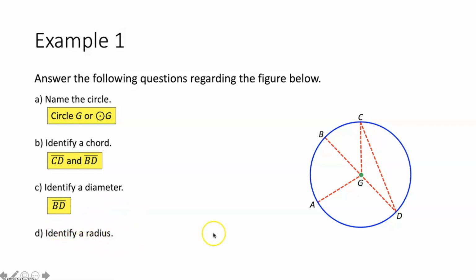Now part D says identify a radius. Remember, a radius is a segment where one endpoint is on the circle and one endpoint is at the center of the circle. So circle G over here has several different radii. Segment AG would be considered a radius because one endpoint is on the circle, one endpoint is at the center of the circle. Same thing with segments BG, CG, and DG. Those would all be considered radii of circle G.